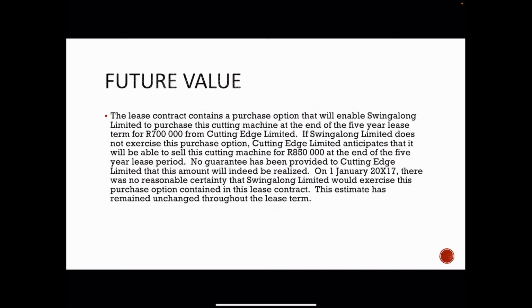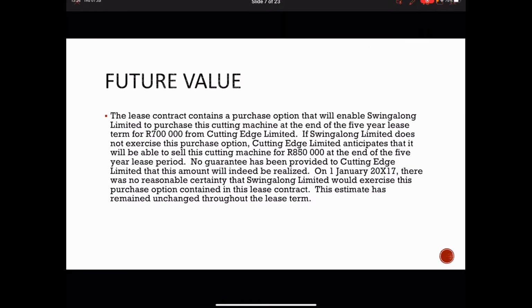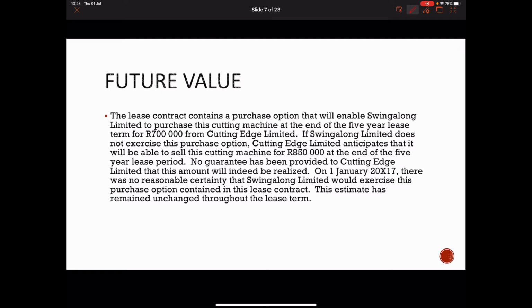Okay, so for the future value, in the information they told you the following. The lease contract contains a purchase option that will enable Swingalong Limited to purchase this cutting machine at the end of the 5-year lease term for 700,000 Rand. If Swingalong Limited does not exercise this purchase option, Cutting Edge Limited anticipates that it will be able to sell this cutting machine for 850,000 Rand at the end of the lease period. No guarantee has been provided to Cutting Edge Limited that this amount will indeed be realized.